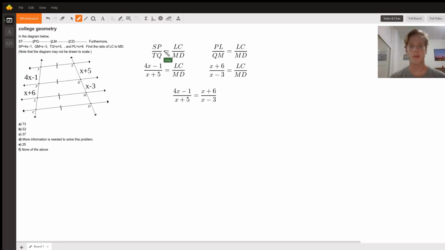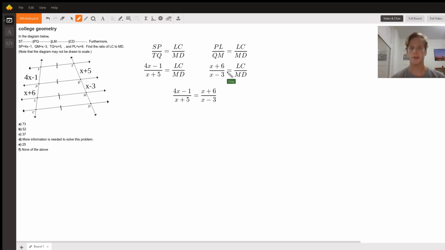So what I did was then, we actually know what SP and TQ are. So I filled in 4x minus 1 over x plus 5 is equal to LC over MD. Then I also know what PL to QM is. So I filled in x plus 6 over x minus 3 is equal to LC over MD.